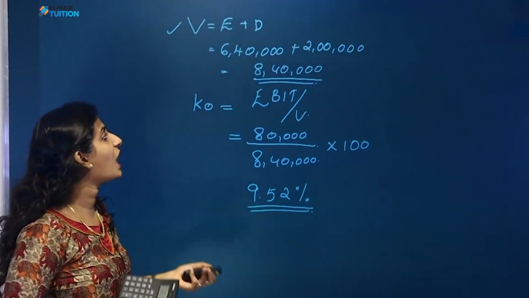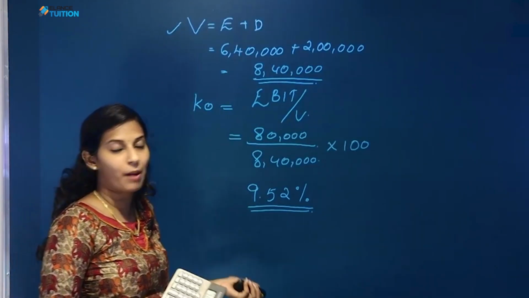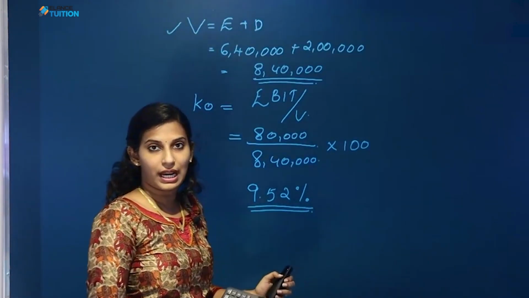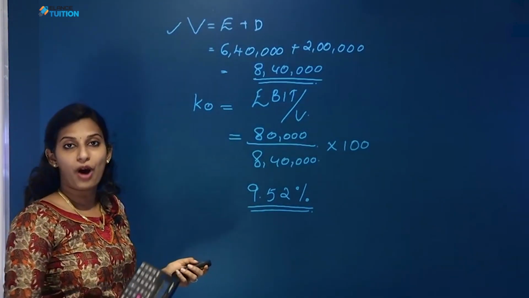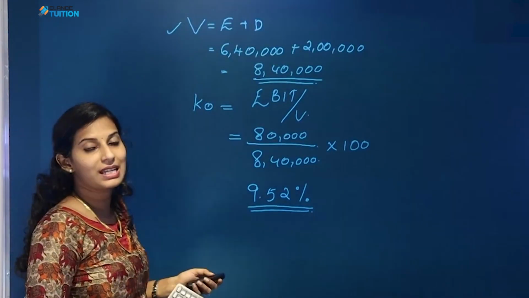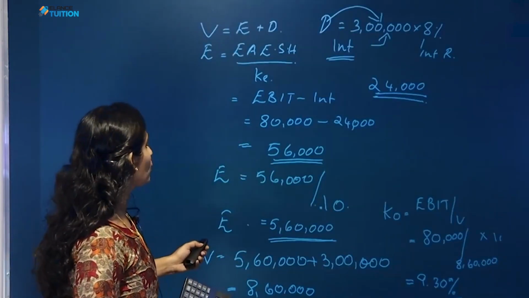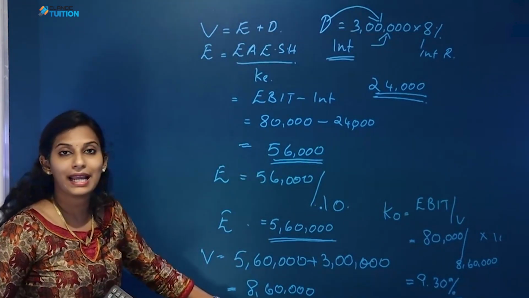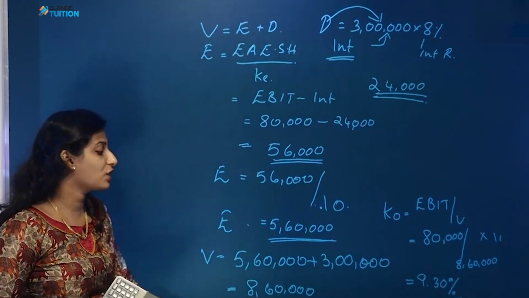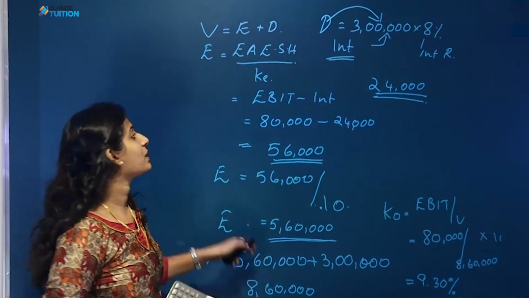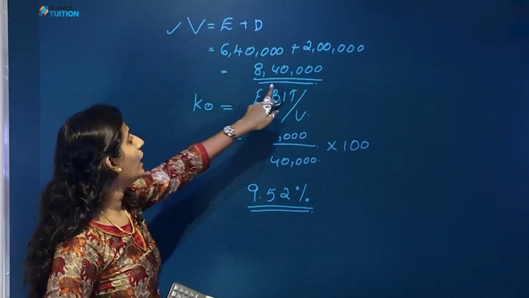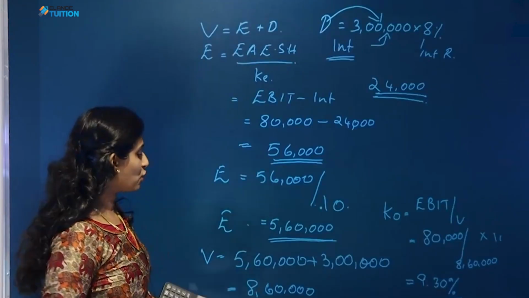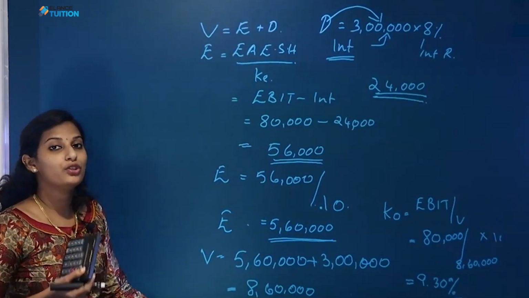9.52%, and firm decided to increase its debt capital from 2 lakh to 3 lakh. So there is an increase of 1 lakh, and when firm increases its debt capital, its value also increases. Now its value is 8,60,000. There is an increase of 20,000 rupees. At first it was 8,40,000, what has it become now? It became 8,60,000 when we use debt capital.